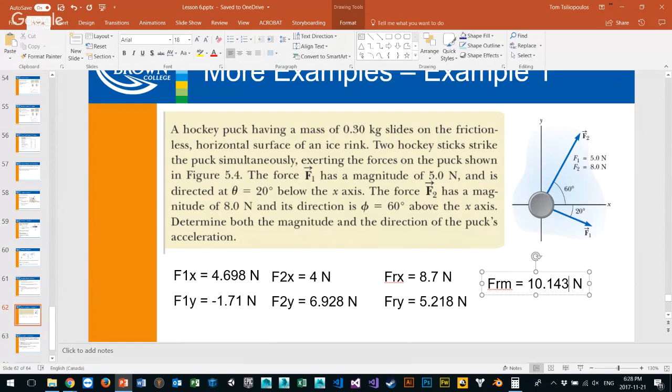So what's the tangent? Well, if I take sine over cosine, which is 5.218 newtons, that's the total force, over 8.7, and I use the inverse tangent of that, or the arc tangent, then I should be able to get the thing. So can someone do that? Can someone take 5.218 divided by 8.7? It's like 31 degrees, basically. Give me the exact number.